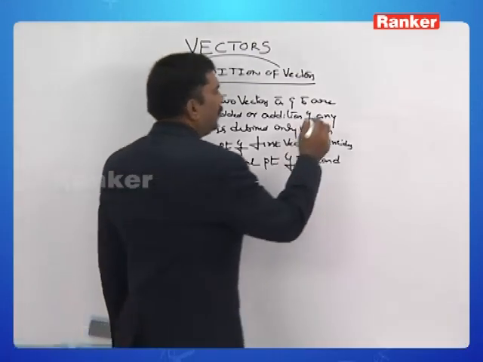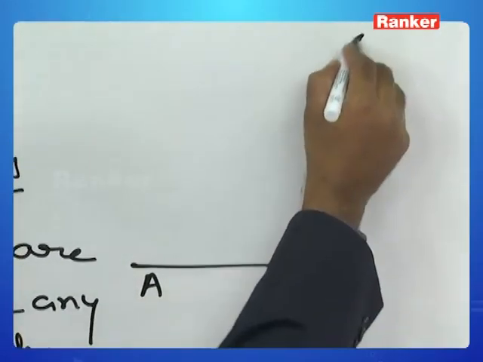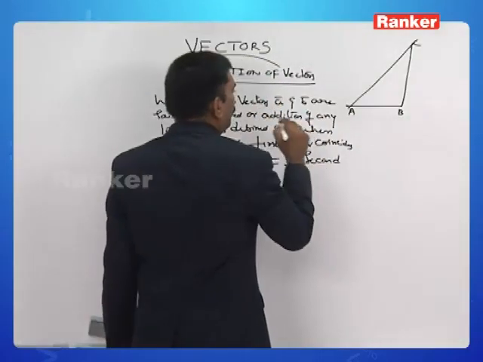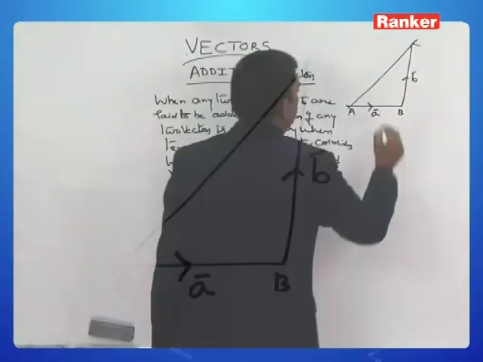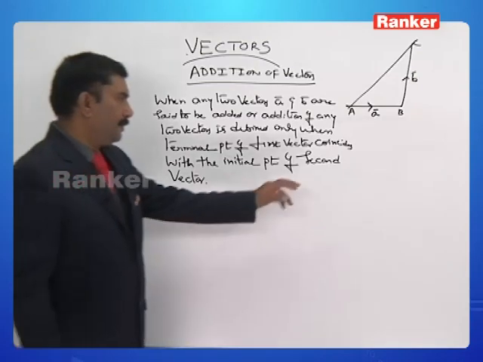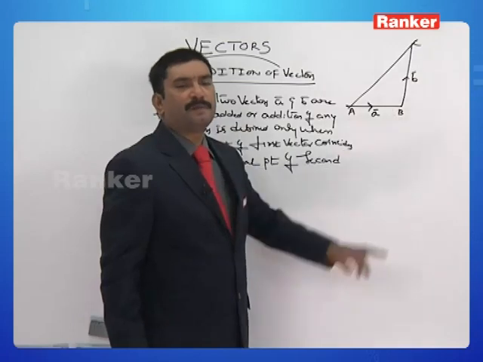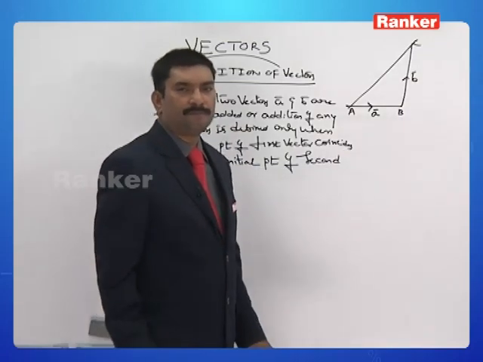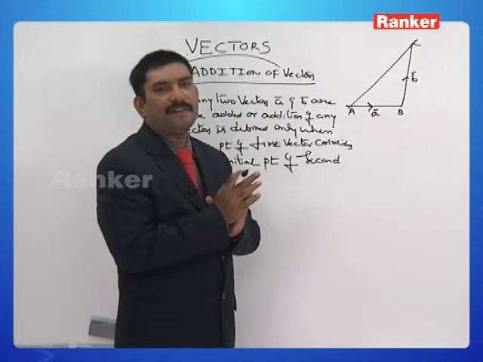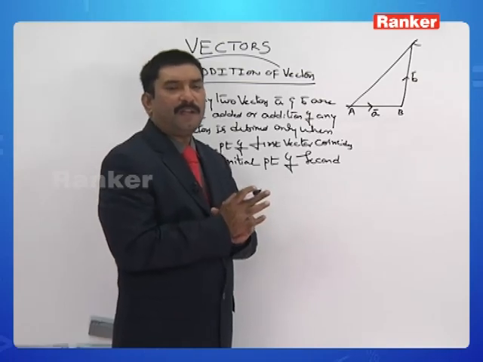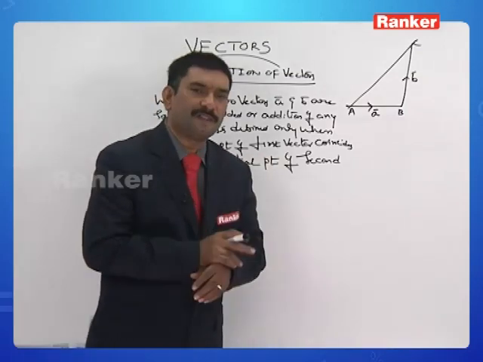For example, take A, B, C. This is the first vector A bar. This is the vector B bar. Now, B is the terminal point of the first vector. Meanwhile, it acts as the initial point of the second vector. So therefore, when they coincide, it forms a triangle. So in addition of vectors, how do we add the two vectors?